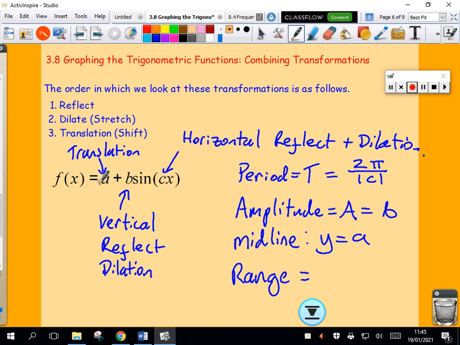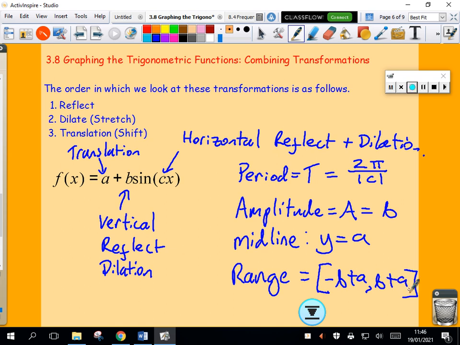And the range is going to be affected by both the vertical stretch and that vertical translation, that vertical shift. The range of my parent function goes from -1 to 1, but by changing the amplitude by B, by causing a vertical stretch here by a scale factor of B, that becomes -B to B. But then we also have to take in this translation, so we have to add on whatever that A is in there.